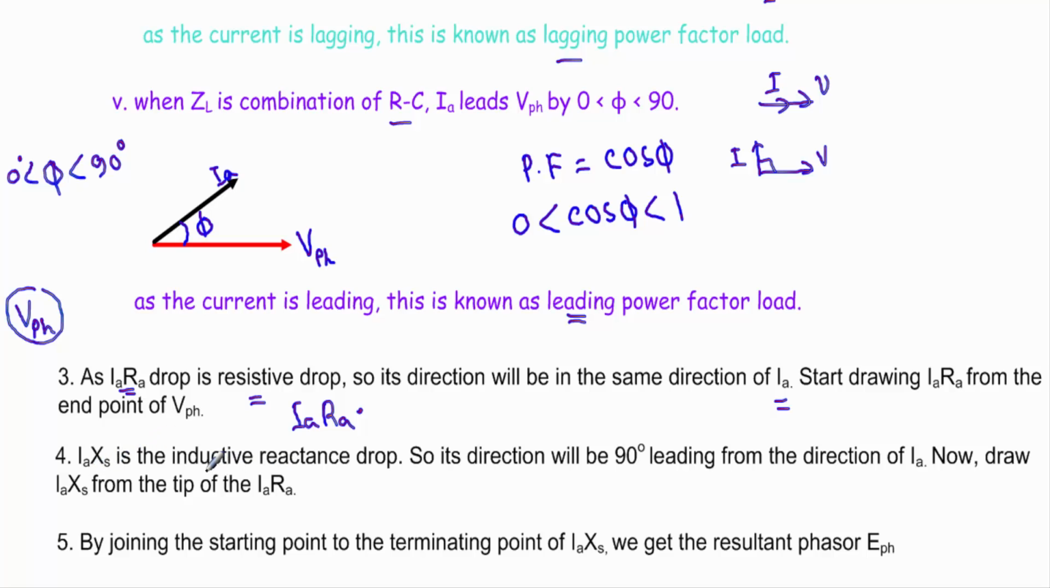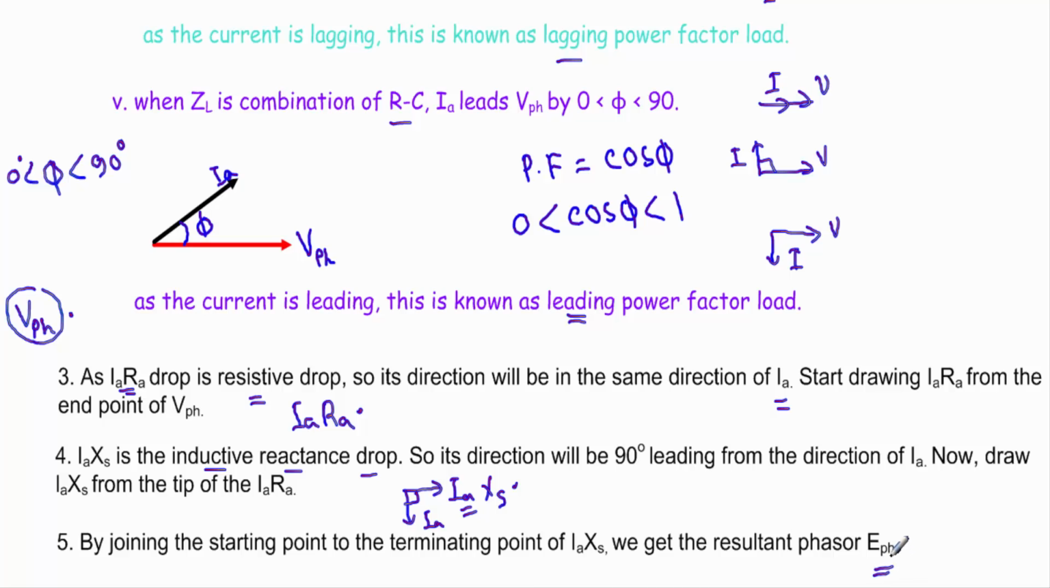See, IA XS is an inductive reactance drop. In an inductor, we know that if the voltage is going in this direction, current will be 90 degree lagging. See here, IA XS is the voltage drop. If I take IA XS in this direction, and this IA XS drop is due to the current IA, therefore IA will be 90 degree lagging from the IA XS drop. Now see, if I complete our drawing of IA XS, then from the beginning of VPH to the end point of IA XS will be our resultant phasor EPH.